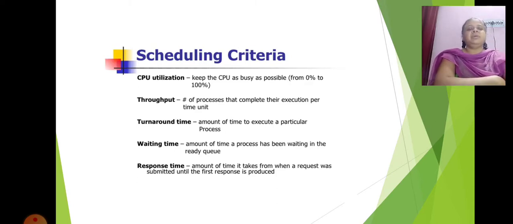Turnaround time: the amount of time to execute a particular process. Waiting time: the amount of time a process has been waiting in the ready queue. Response time: the amount of time from when a request was submitted until the first response is produced. There are different scheduling algorithms, and we choose a scheduling algorithm based on these scheduling criteria.